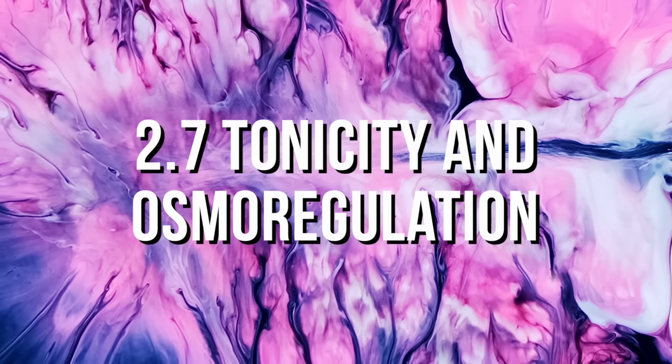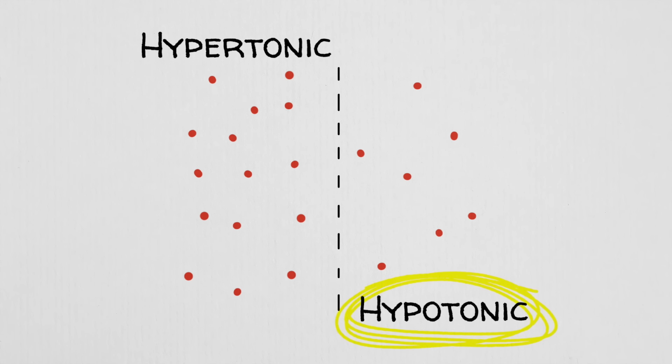2.7 Tonicity and osmoregulation. When it comes to water movement in and out of cells, the external environment makes all the difference. A solution can be hypotonic with less solute concentration, hypertonic with greater solute concentration, or isotonic compared to the inside of the cell. The rule of thumb here is simple. Water always moves from hypotonic to hypertonic regions.